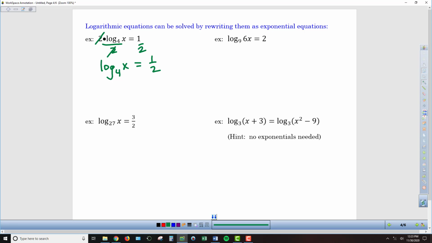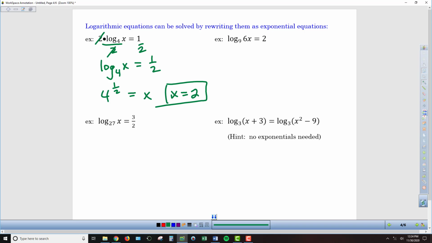I can rewrite this in exponential form. So the base of my log becomes the base of my exponential. A logarithm is an exponent, so 4 to the 1/2 equals x. Well, hopefully we recognize a 1/2 exponent is really just meaning a square root. So really this means it's the square root of 4, so our answer is just 2. Not plus or minus 2, just 2. We're just taking the square root of 4.